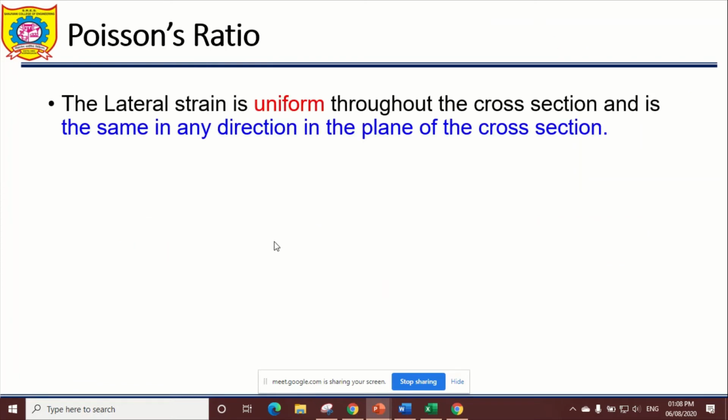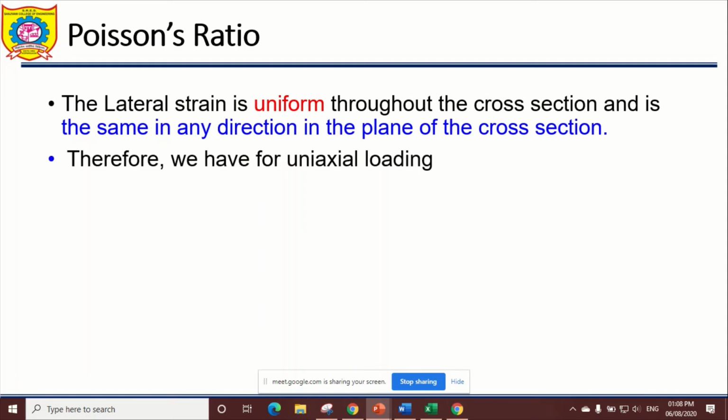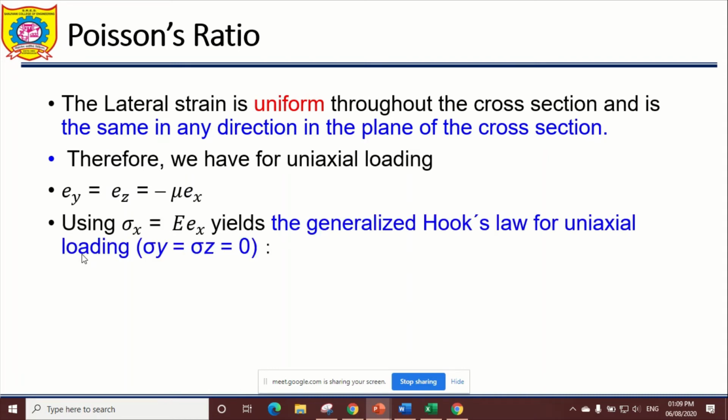The lateral strain is uniform throughout the cross section and is the same in any direction in the plane of the cross section. So therefore, for the uniaxial loading, Ey, that is the strain in the y direction, will be equal to the strain in the z direction. That is also equal to minus mu into Ex, where mu means Poisson's ratio. So that is the ratio in the case of uniaxial loading.